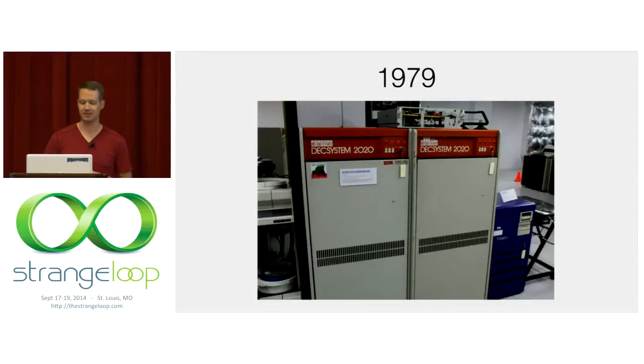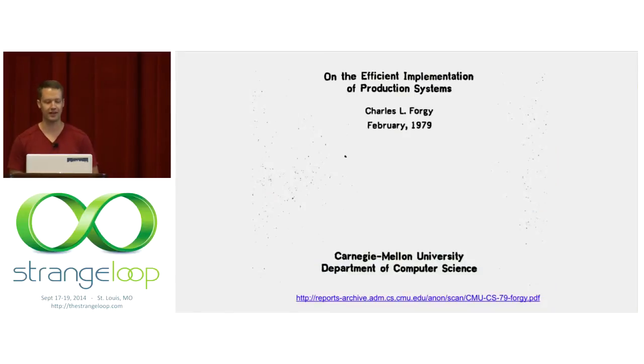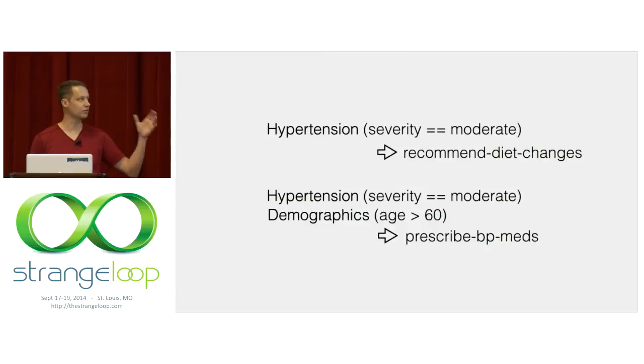We'll skip to 1979, and that was an important year because this was the year that Charles Forgy published his PhD thesis. It's on the efficient implementation of production systems. And the key to that thesis is that Charles Forgy had an insight: if we take rules that look like this, and you have many thousands of them working with many thousands or tens of thousands or more data elements, it simply isn't practical to run all of your data against all of your rules.